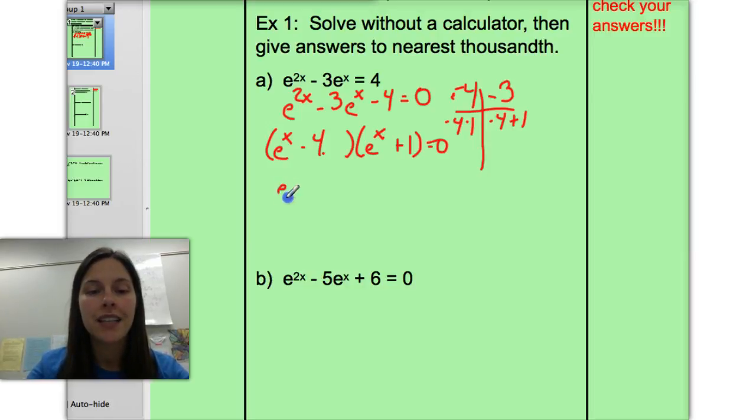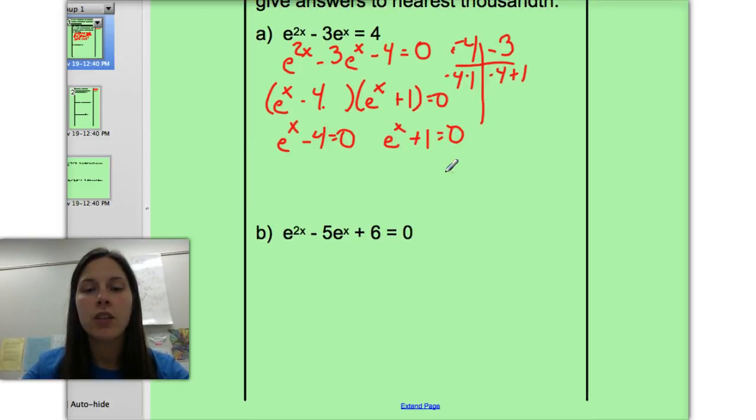So we set e to the x minus 4 equal to 0, and e to the x plus 1 equal to 0. So if we solve both the equations to get an exact answer, our first one, e to the x equals 4, so we take the natural log of both sides. Natural log of 4 equals x. This one, e to the x equals negative 1, so the natural log of negative 1 equals x.